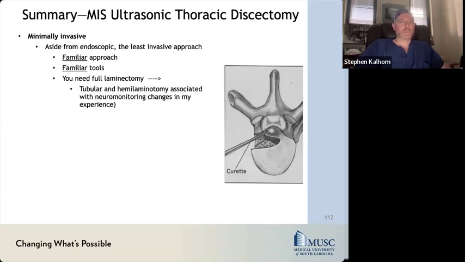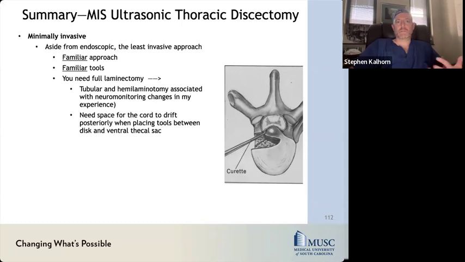I think with tubular or hemilaminotomy, I've tried that, and you start getting some neuromonitoring changes, at least in my experience. I think you need room. You basically need the full laminectomy for the cord to be able to drift backwards. When you put that curette in there, you need a little space for the cord to get out of the way. And if you don't have the full lammy, then I think that's why.